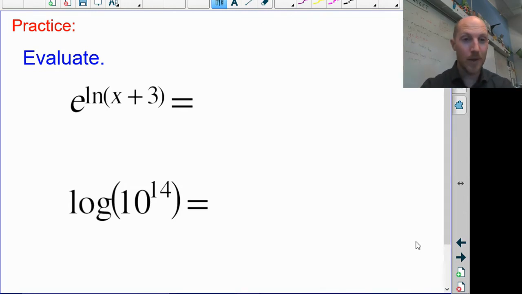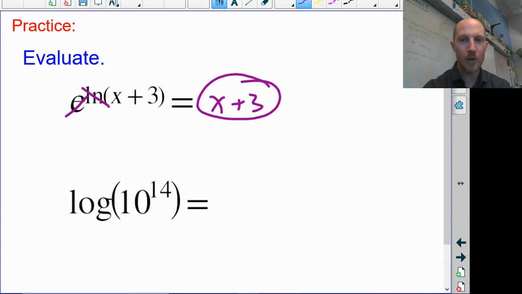All right, well, welcome back. Nice job. So this first one, we're just going to get x plus 3, right? e to the power of and natural log, those are our inverses. And for the bottom one, log of 10 to the power of 14, we just get 14.